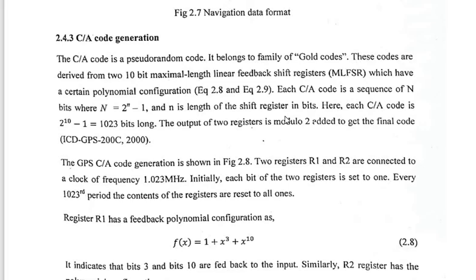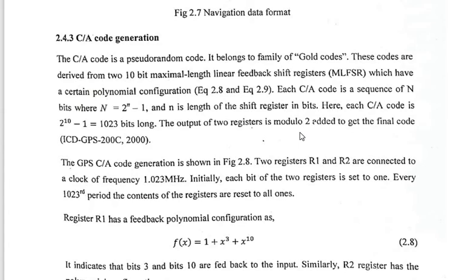This I told you yesterday itself. I hope you remember from the previous class that your C/A code, the coarse acquisition code, is 1023 bits long. The output of these two registers is modulo 2 added to get the final code. To get the final code, you have to take these two registers and do the modulo 2 addition of that particular code.